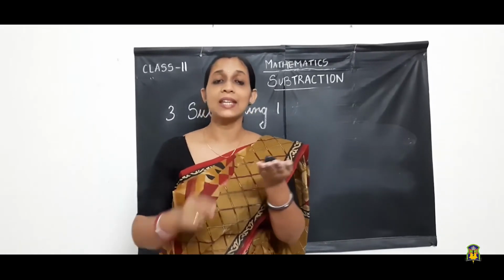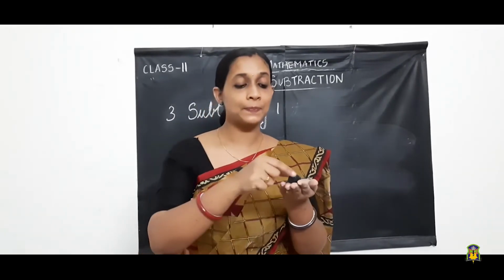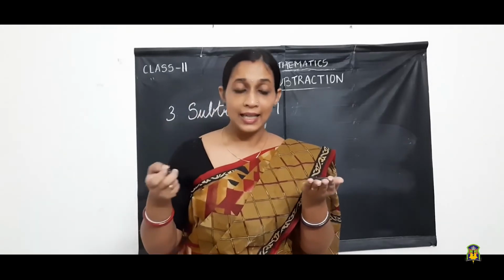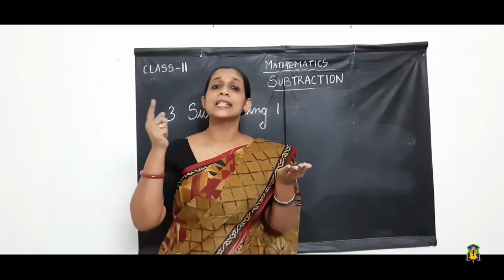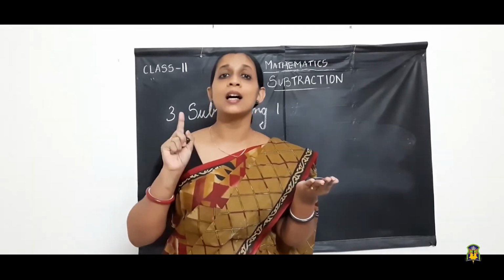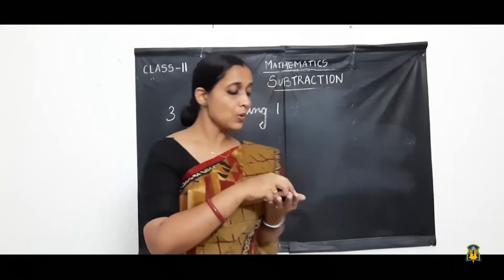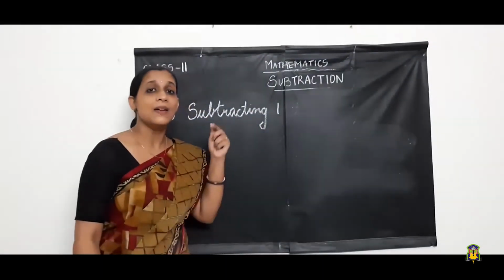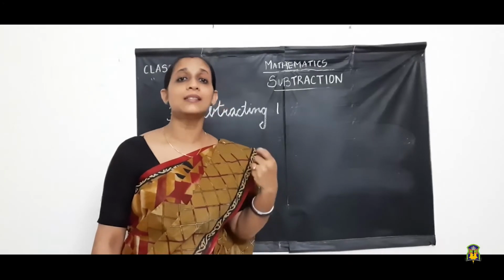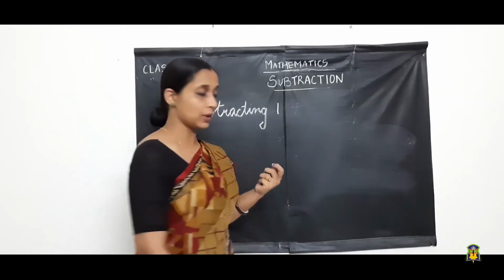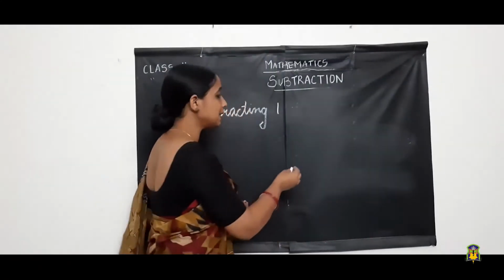So, I was having 3 pebbles. When I took 1, it became 2. So, the number just before 3 is 2. So, while subtracting 1, we will get the number just before the given number. Okay. Let's see an example.